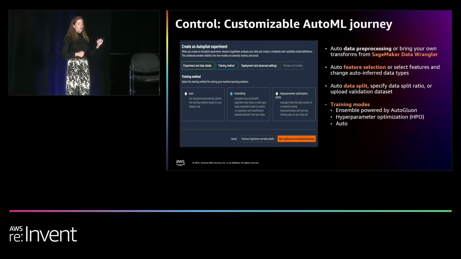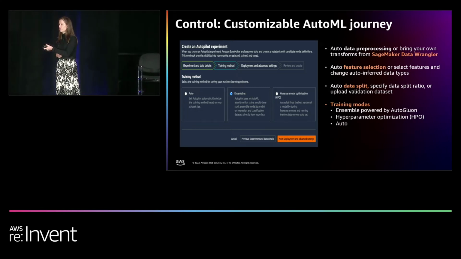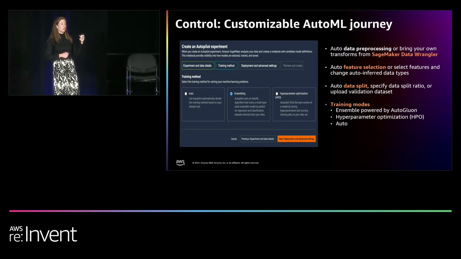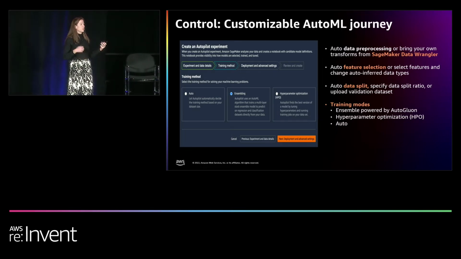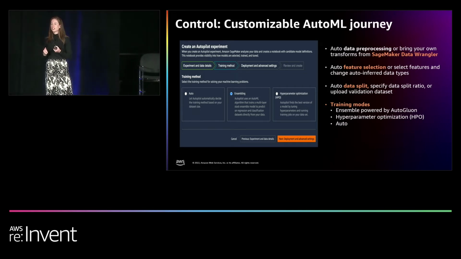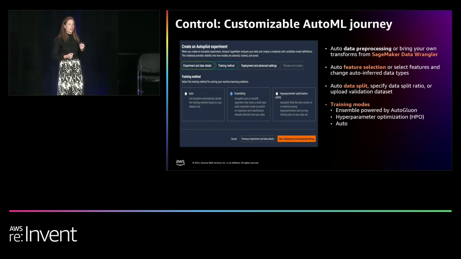We also have an integration with SageMaker Data Wrangler and Autopilot. So you can do all of your data preparation and feature engineering in Data Wrangler and then launch your Autopilot experiment. Autopilot will still do data pre-processing, but it will do so on the features you have built in Data Wrangler. So this allows you to apply a lot of your subject matter expertise and your domain knowledge into that data, that feature engineering process before launching your Autopilot experiment. And then finally, you can choose the training mode within Autopilot.